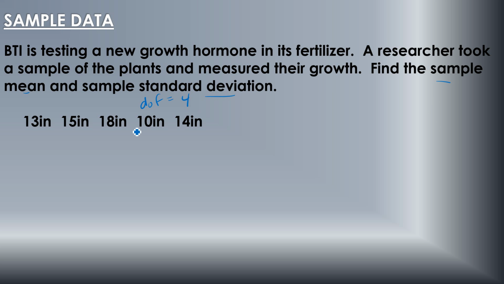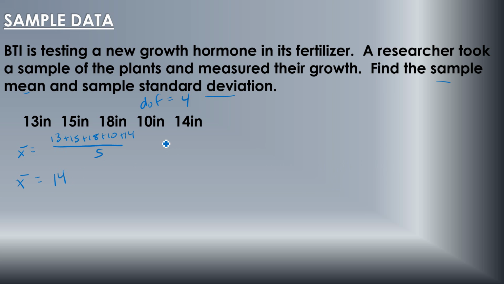I know that you know how to find the mean, but I'm going to go ahead and go through it. So x bar is going to equal 13 plus 15 plus 18 plus 10 plus 14, all divided by 5. So we really don't need to change anything when we know that we're working with sample statistics to find the sample mean. It works the same as if it were the population. And so in this case, I get x bar is 14.